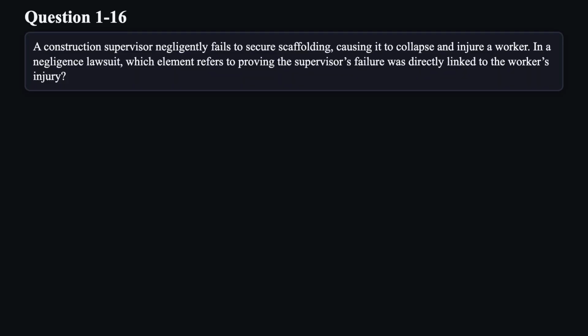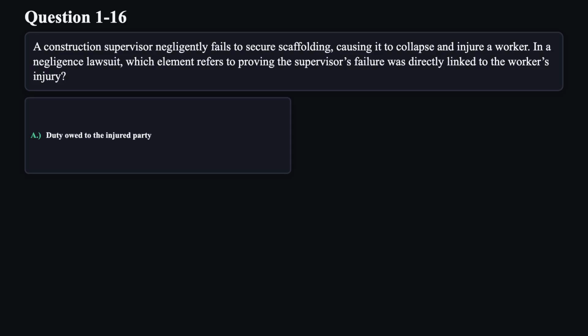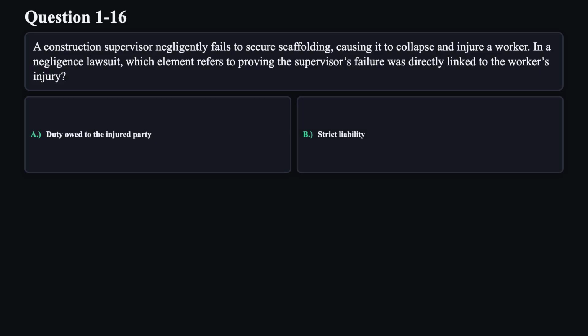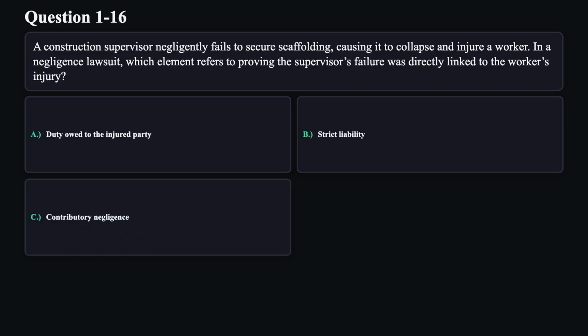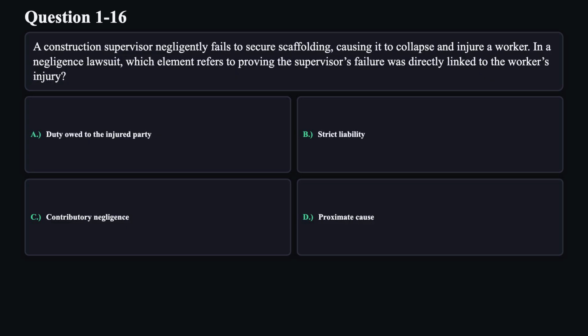Question 16. A construction supervisor negligently fails to secure scaffolding, causing it to collapse and injure a worker. In a negligence lawsuit, which element refers to proving the supervisor's failure was directly linked to the worker's injury? A. Duty owed to the injured party. B. Strict liability. C. Contributory negligence. D. Proximate cause.